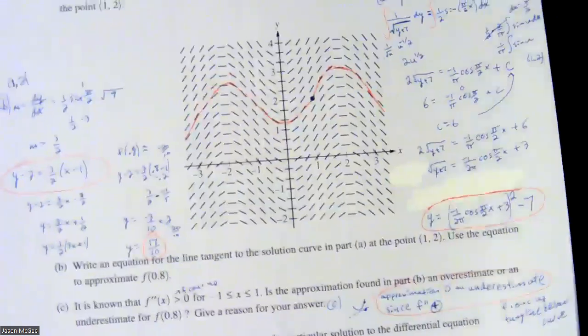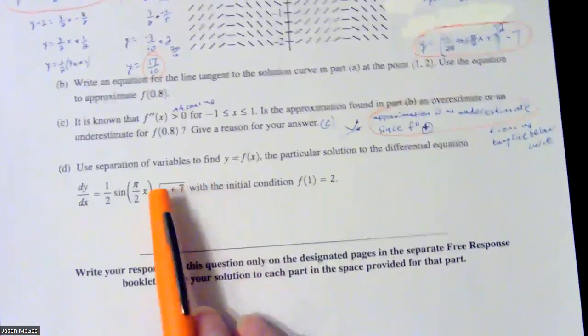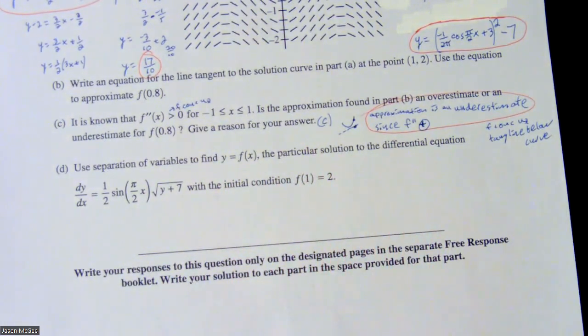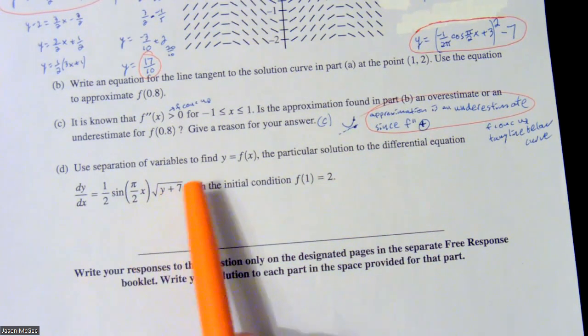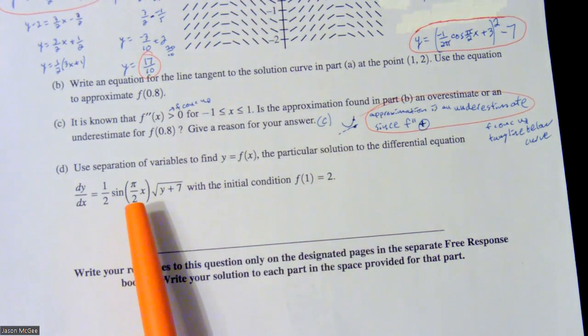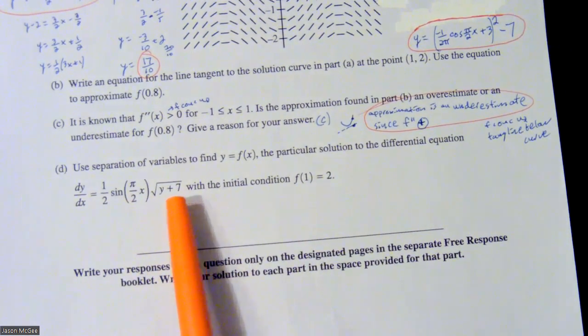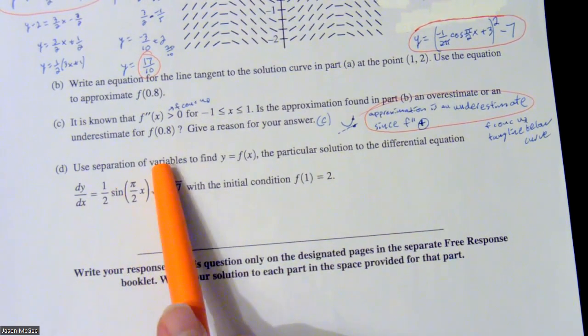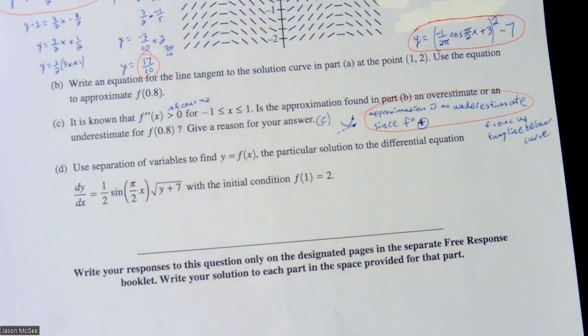All right, letter D is the last part. It says use separation of variables to find the original function, the particular solution of the differential equation. All right, so you know what that means, and that's in our blue packet, those directions there. You ought to find the particular solution to the differential equation. So you know that means you're going to get to move the dx over, and then you got to do legal algebra. Legal algebra, separation of variables means separate them, get the y's with the dy, x's with the dx.